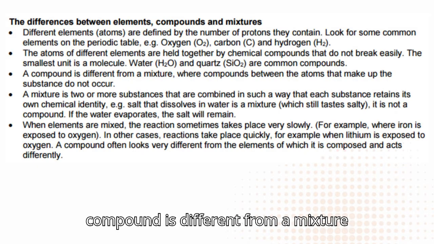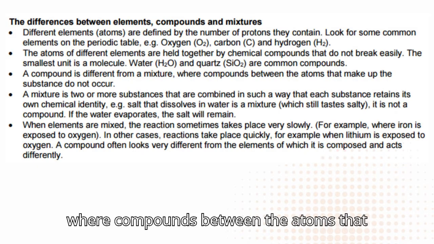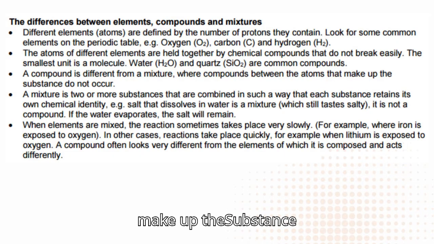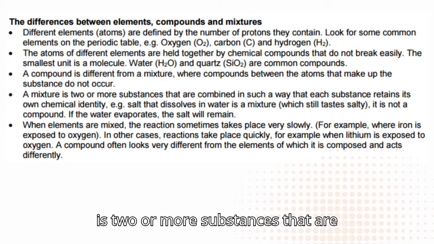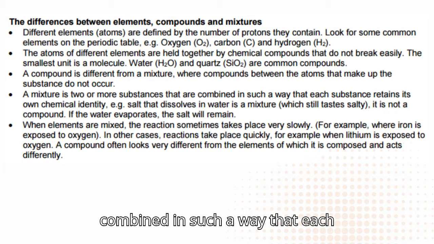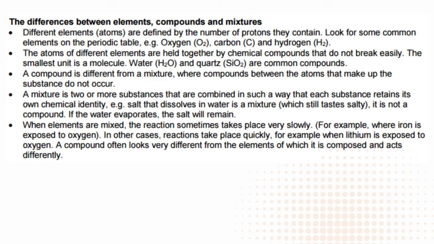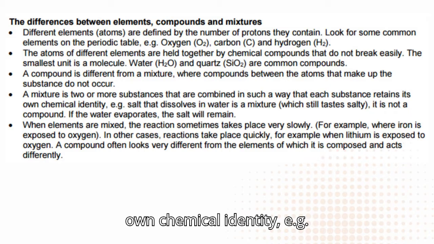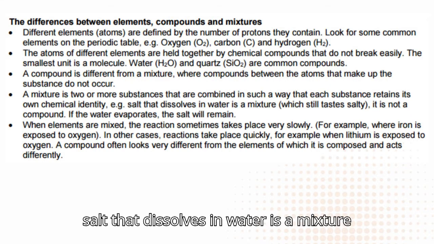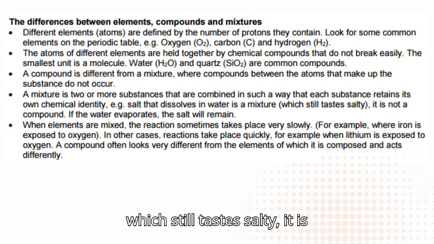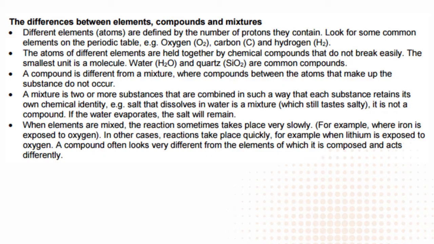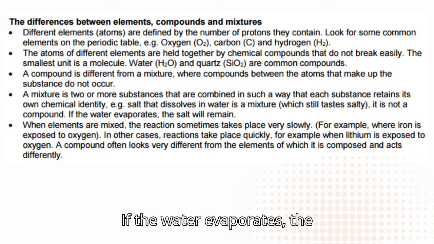A compound is different from a mixture, where bonds between the atoms that make up the substance do not occur. A mixture is two or more substances that are combined in such a way that each substance retains its own chemical identity, e.g. salt that dissolves in water is a mixture, which still tastes salty, it is not a compound. If the water evaporates, the salt will remain.